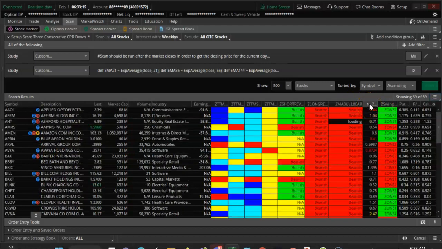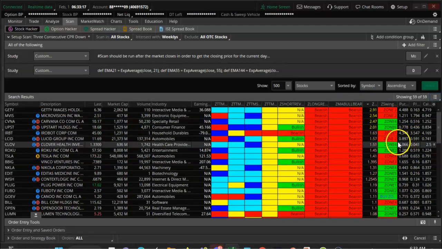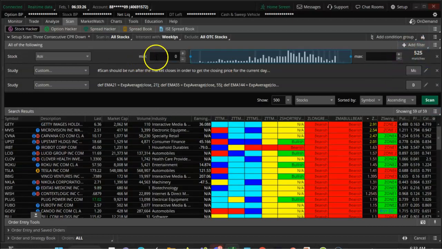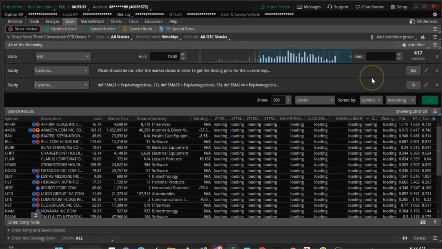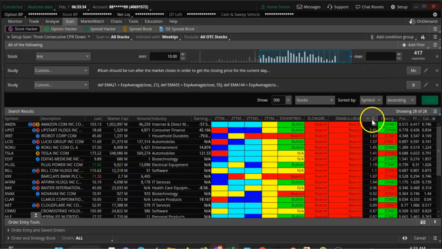I want to first sort by volume. These are low price stocks. So let me put a filter on the stock price. I want about $10. I want low price stocks. Let's sort by volume.